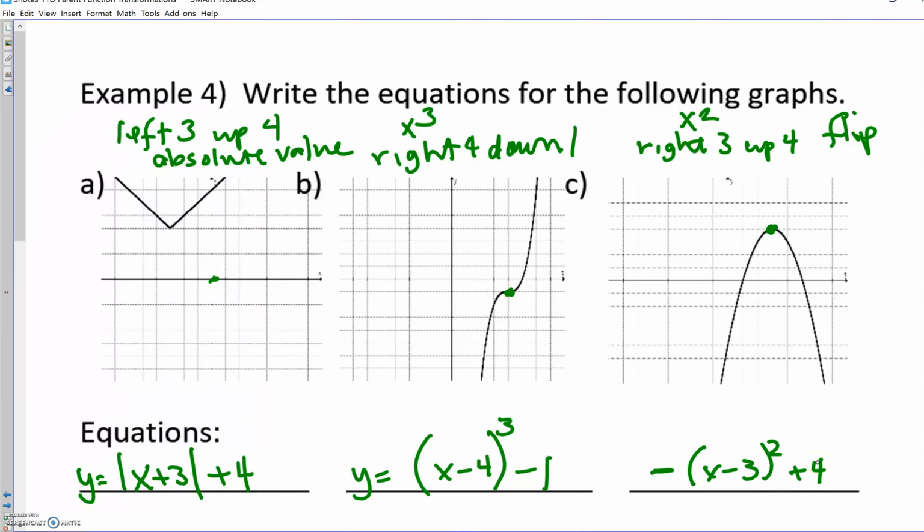I think I'm out of time. So we'll pick up the end ones at the end. Give them a try.